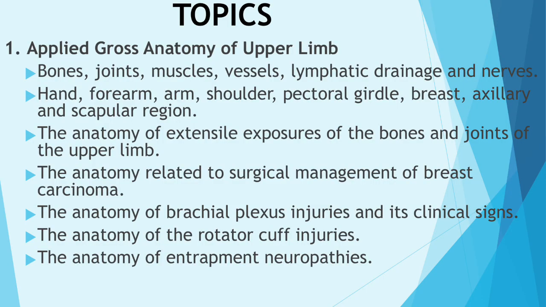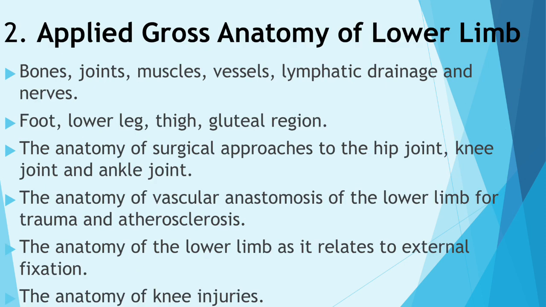Students also will learn the anatomy of brachial plexus injuries and its clinical signs, the anatomy of rotator cuff injuries, the anatomy of entrapment neuropathies. The second topic is applied gross anatomy of lower limb. Students will revise the bones, the joints, muscles, blood vessels, lymphatics, and the nerves. They will also revise the foot, lower leg, the thigh, and the gluteal region.